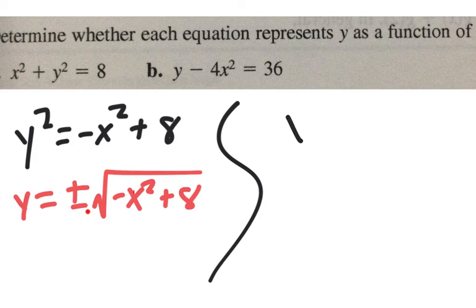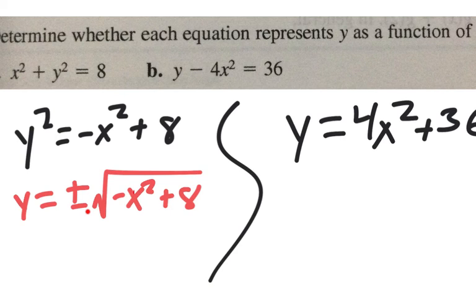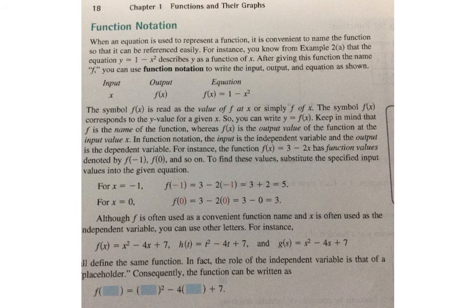B part, y equals 4x squared plus 36. So I've got y by itself. Is this a function? Yes, it is. I've got y by itself. I can choose x to be anything. And whenever I plug in something for x, I'll always get the same value for y. So that is a function.